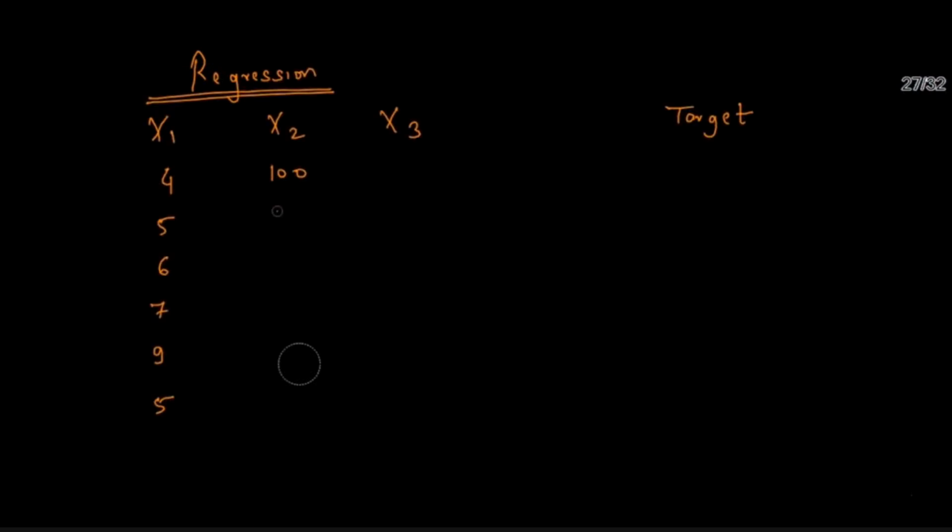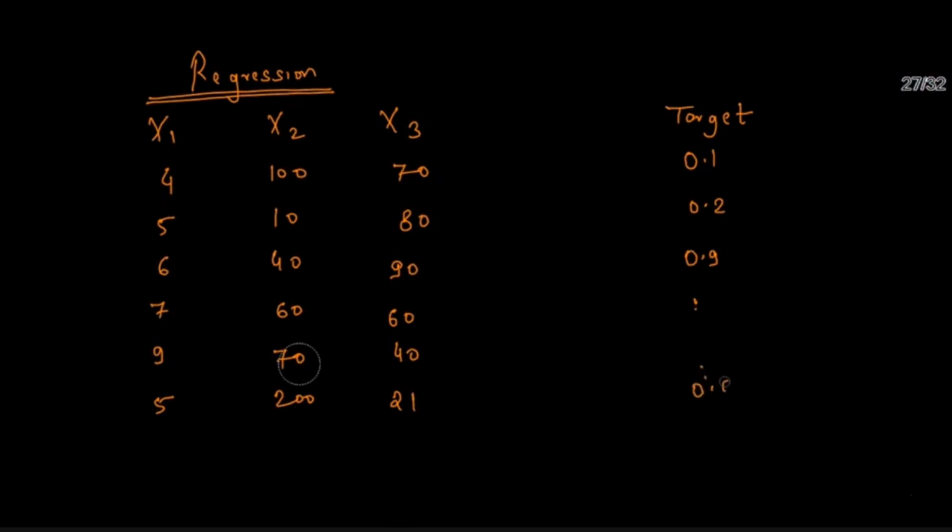I have something like 100, let's say 10, let's say this 40, this let's say 60, let's say this is 70, let's say this is 200. Similarly over here x3 as well, I have something like 70, 80, 90, let's say 60, let's say 40. Similarly something I have 21. Similarly in the target variable, let's say I have to predict something. Let's say it is 0.1, let's say it is 0.2, let's say it is 0.9, and let's say it is something, any value you can consider. Let's say it is 0.8, and let's say you have some new data.